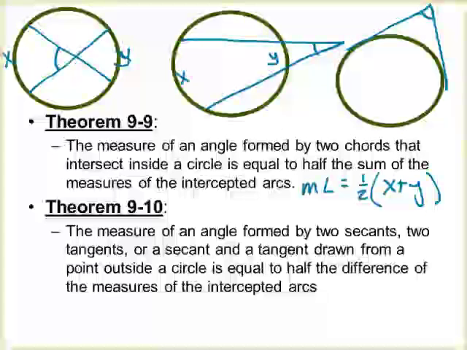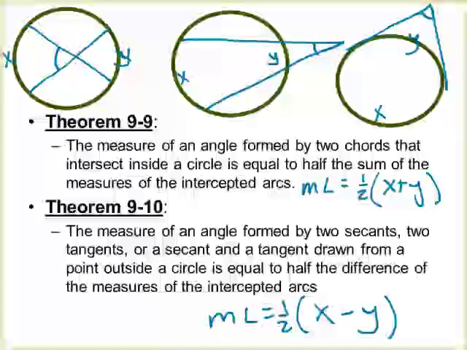So we'll label those arcs that they cut off. And this theorem says the measure of the angle is half the difference. What's difference mean? Subtraction. Now I wrote x minus y. Would it work to do y minus x? Yes or no? Why or why not?